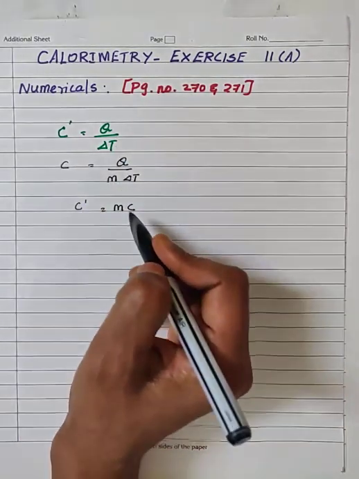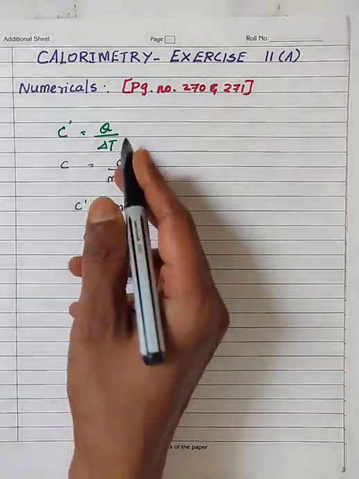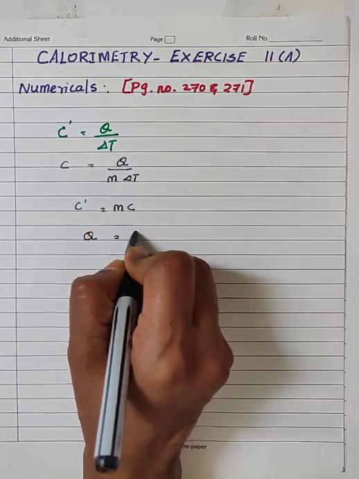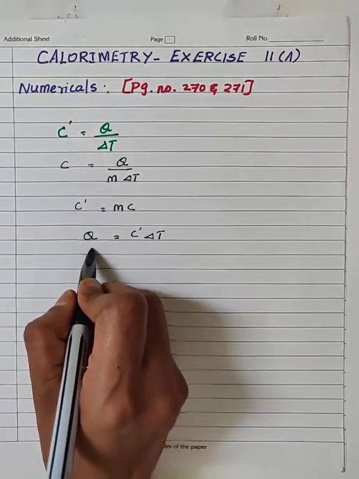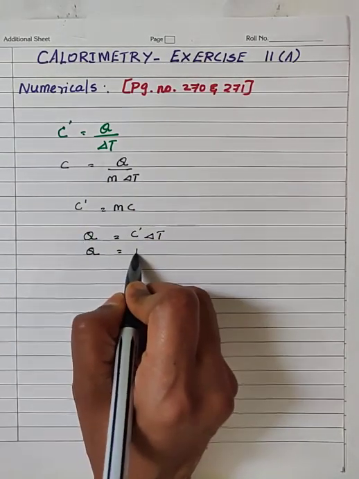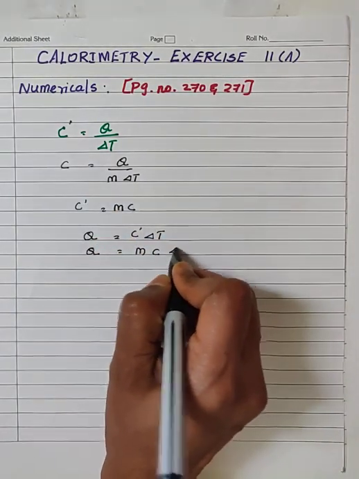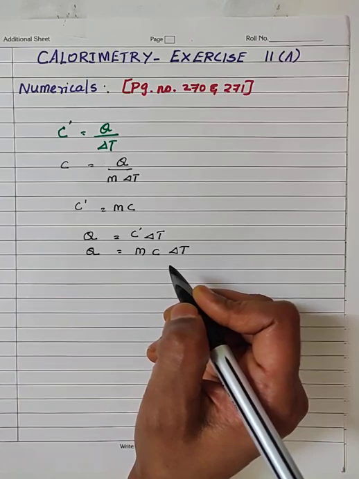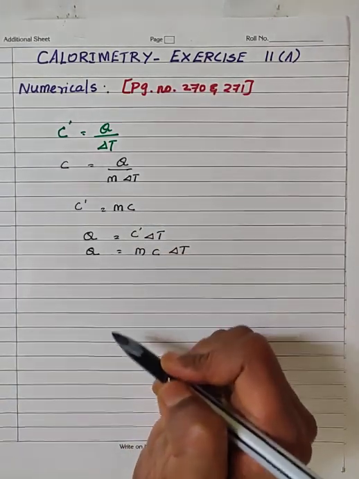From all these expressions I write the expression for Q. That is, from the first expression I can write Q is equal to C dash delta T. From the second expression I can write Q is equal to MC delta T. Below this I write what each letter we have used in this expression represents.